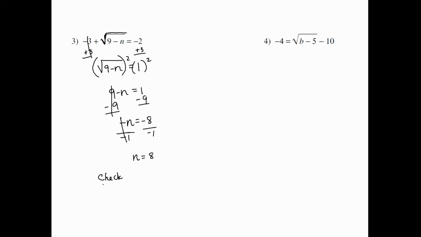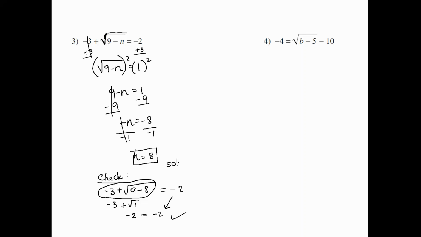And you have to do your check. Minus 3 plus the square root of 9 minus 8. Does that equal negative 2? Let's see. You can type that into your calculator. Minus 3 plus the square root of 9 minus 8, which is 1. The square root of 1 is 1. Minus 3 plus 1 is a negative 2. And a negative 2 equals a negative 2. So yes, n equals 8 is a solution.